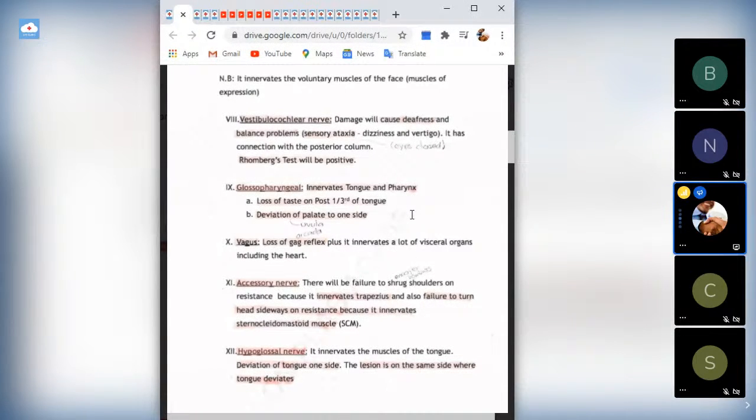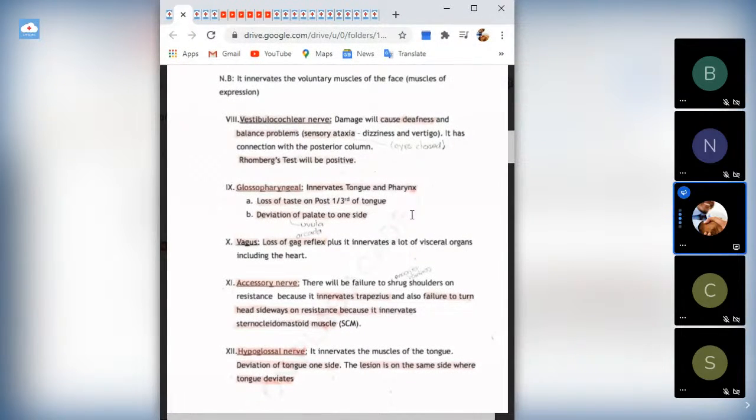Okay, so when the patient closes the eyes, the patient will start falling, and you say that Romberg's test is positive. In that case, it means that the lesion is sensory, the sensory ataxia. Which means that it's coming from the vestibulocochlear nerve, which also means that the dorsal column medial lemniscus, which is posterior column, is affected. That's when you say that the Romberg's test is positive.